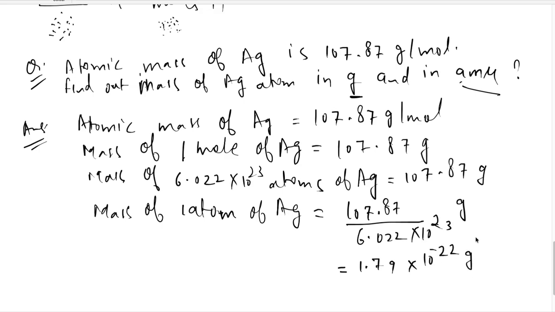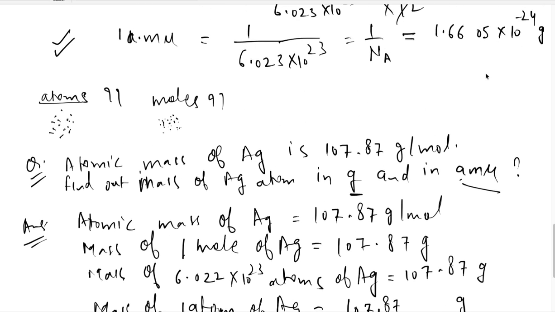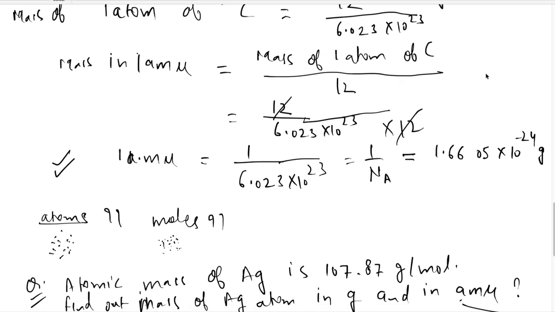Please remember, sometimes you're supposed to express in terms of kg. So be careful what has been asked in the question, whether it is in gram or in kg. So this is the mass of one atom of silver in gram. Next question is, what will be the mass in AMU? We do know what AMU is: 1 AMU is 1.6605 into 10 to the power minus 24 grams.